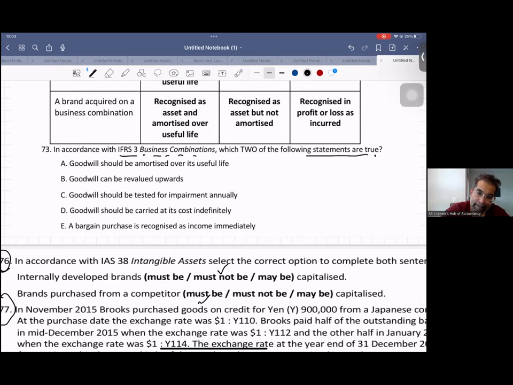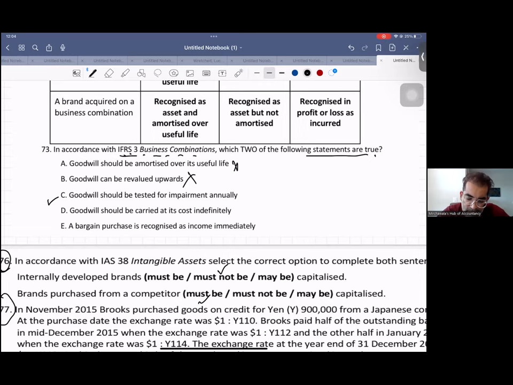Now listen, in accordance with IFRS 3 Business Combinations, which two of the following statements are true? Number one, goodwill should be amortized over its useful life. No, we never amortize goodwill. Never. Goodwill should be tested for impairment annually. Yes, this looks correct. Goodwill should be carried at its cost.